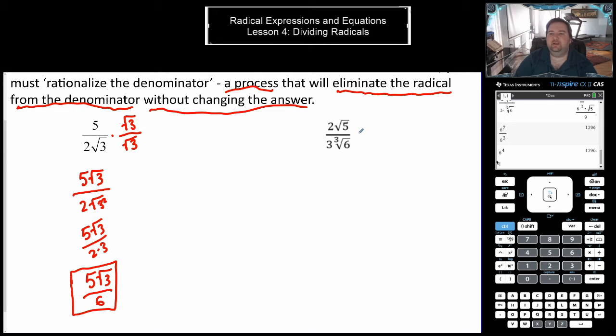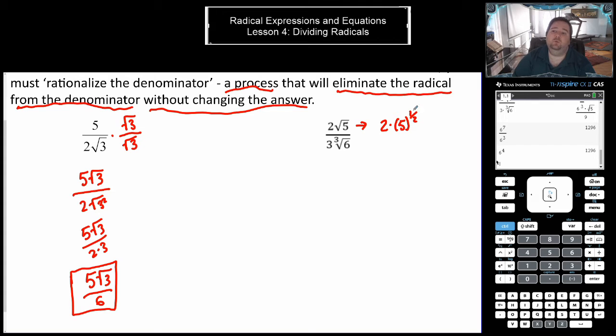Let's do the same thing over here, except, oh no. Look at our indexes. This one has an index of 2, and this one has an index of 3. Oh, things are about to get fun, okay? Remember in lesson 1, we said that radicals are similar to exponents. In fact, they're exponents where the exponent is a fraction. So this can be rewritten as 2 times 5 to the power of 1/2.